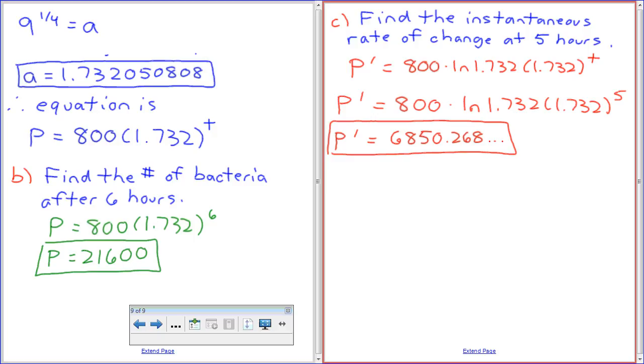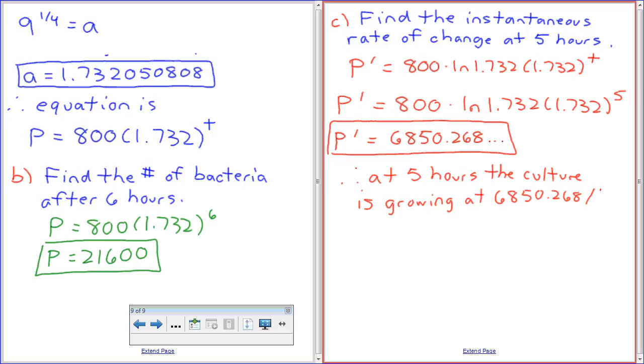Yeah, so we say therefore at 5 hours the culture is growing at 7,850 per hour. Right, that many things per hour. And you can see why it'd be exponential for anyone that's in biology. Do you guys do that, Mr. Craig? Where it grows and it gets bigger and bigger. Right?